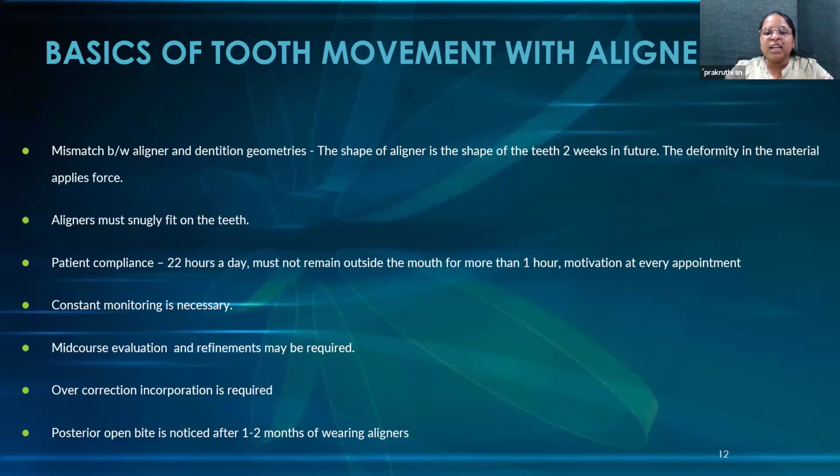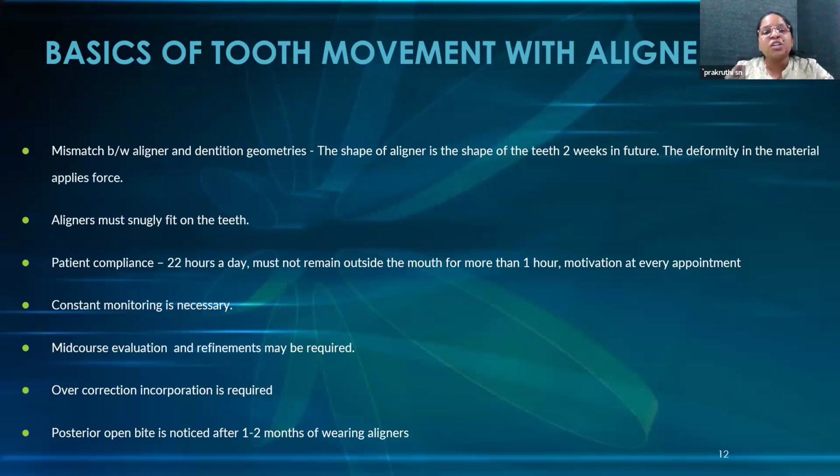First day, second day, the tray is not comfortably sitting on the patient's mouth. It is not 100% snugly fit on the initial 2-3 days. So you need to reinforce on the fact that yes, that is an indication that the teeth are being moved. You will have some discomfort. There will be a mismatch between the aligner and the teeth in the initial 2 to 3 days of every tray that the patient is going to wear.